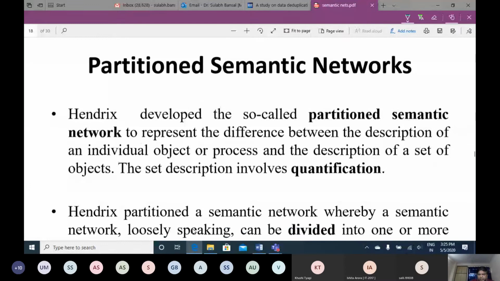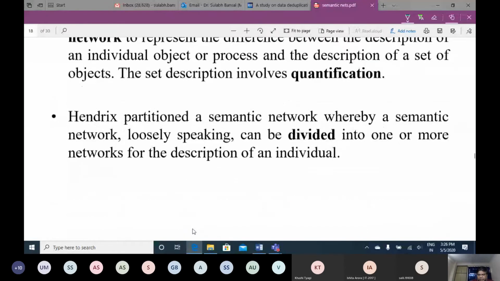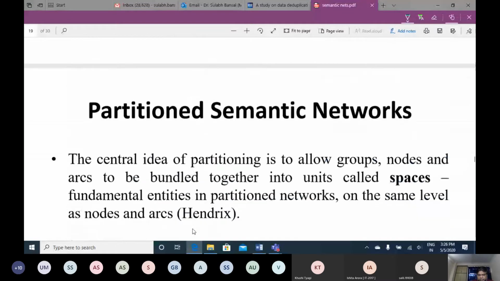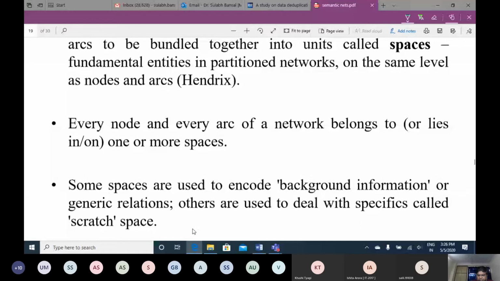Then there is a concept called partitioned semantic network. And how does it look? Back to this later on.